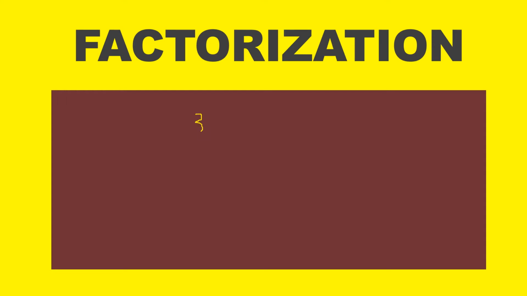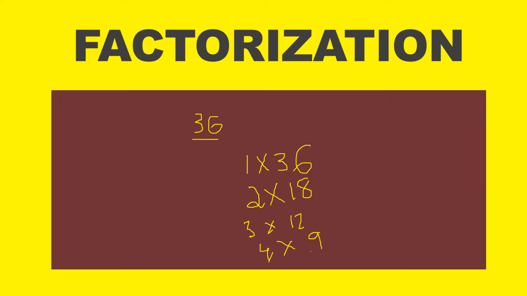Children, I gave a number 36 and I asked you how this number can be expressed. You can express 36 as 1 into 36 is 36, right? Next, 2 into 18 you got 36. Next, 3 into 12 you'll get 36. Next, 4 nines are 36. Next, 6 sixes are 36. Right? So, 1, 2, 3, 4, 6, 9, 12, 18, 36.